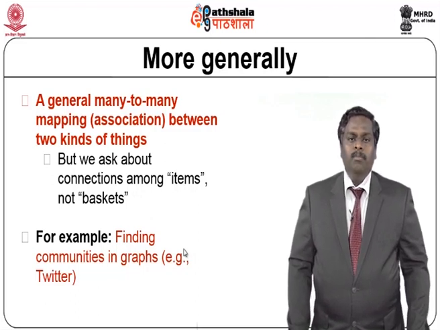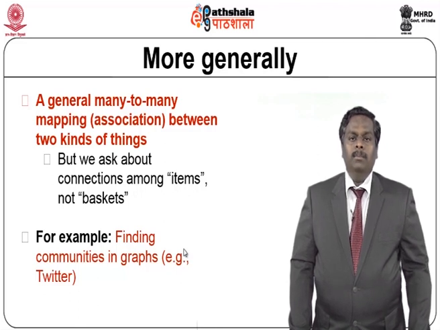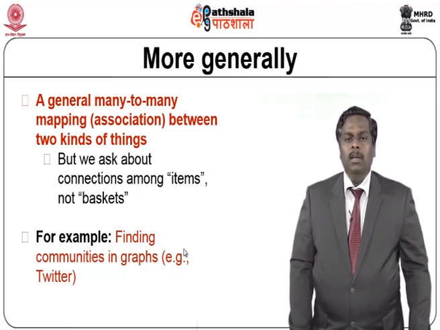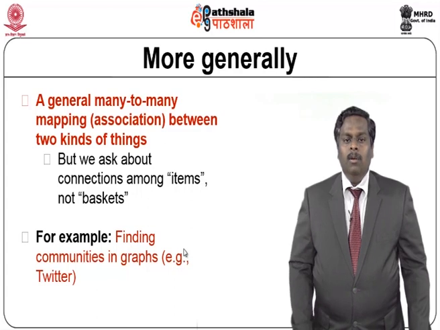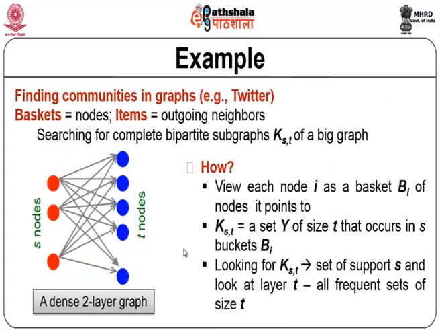For example, if you have Twitter data, for example the various tweets, what you can do is identify communities that talk about a specific topic. Now, for this you need to consider the basket as a set of nodes. Nodes here, in the sense, are the users, and the items are those users who are connected to the users in the baskets.